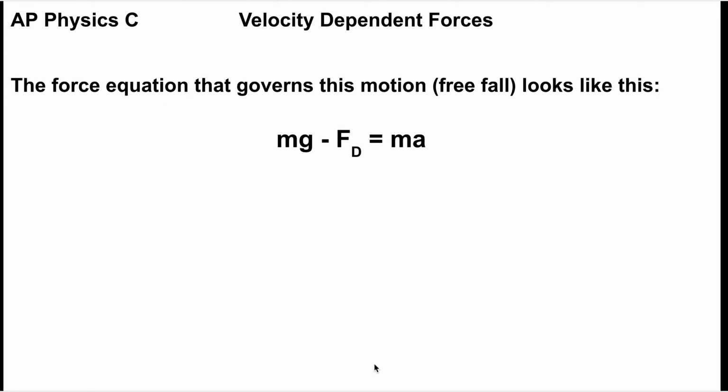Now we would see that the force equation that governs this motion looks like this: mg down minus F_d equals ma. Again, the object is typically moving down, so that mg term, that weight force pulling down, would tend to be positive. The drag force due to the air resistance would be up, and the sum of the forces would equal ma.